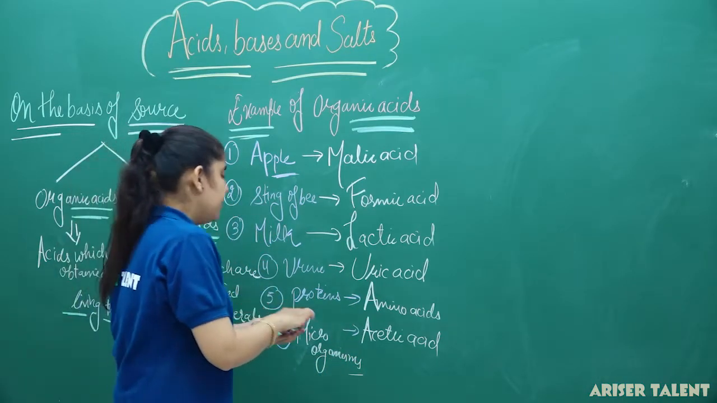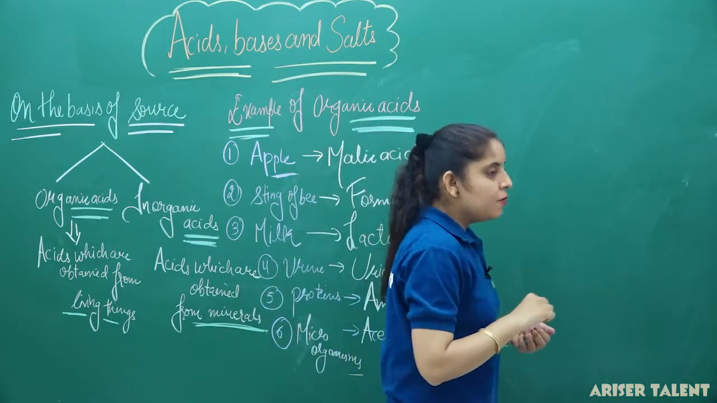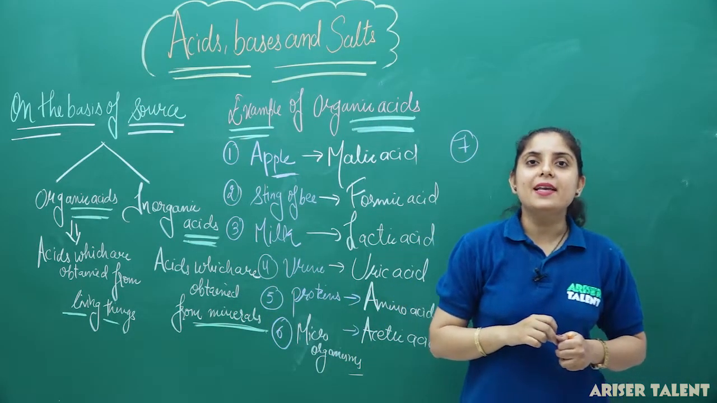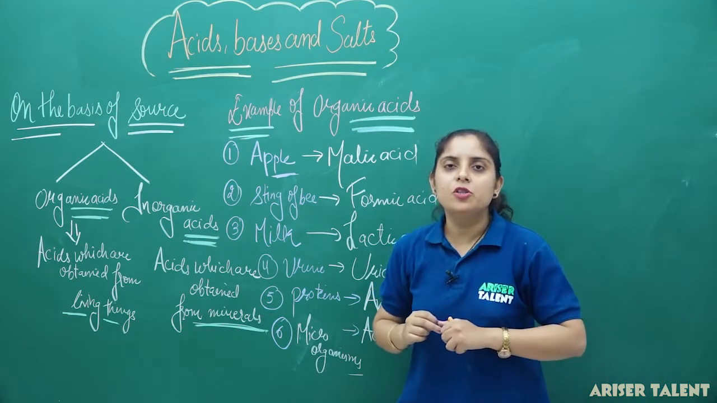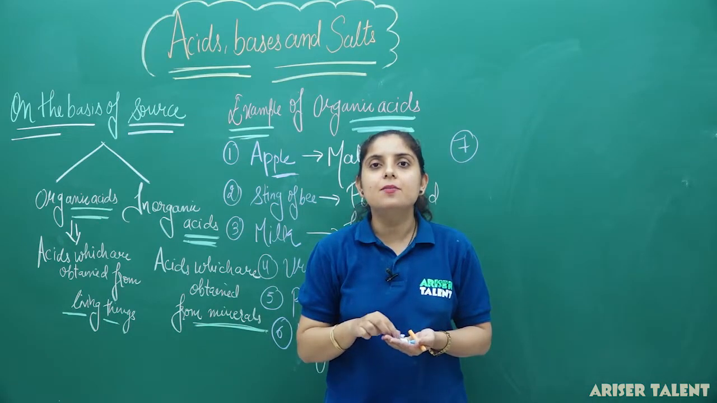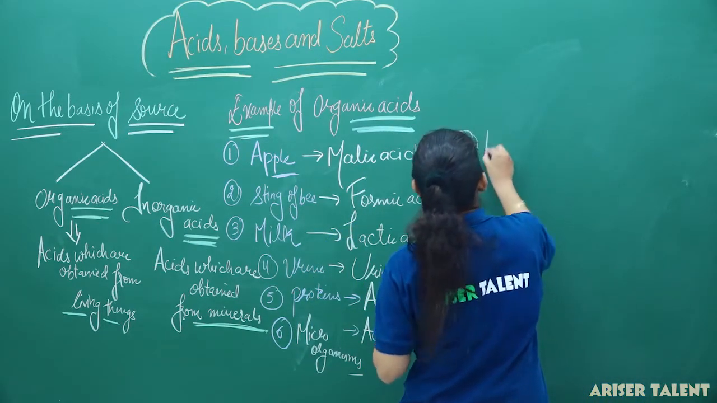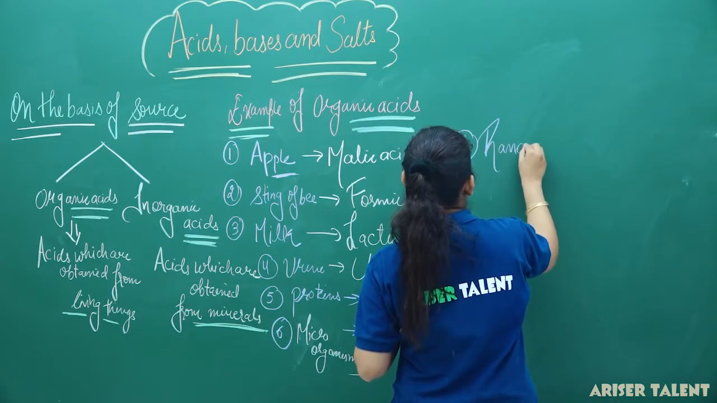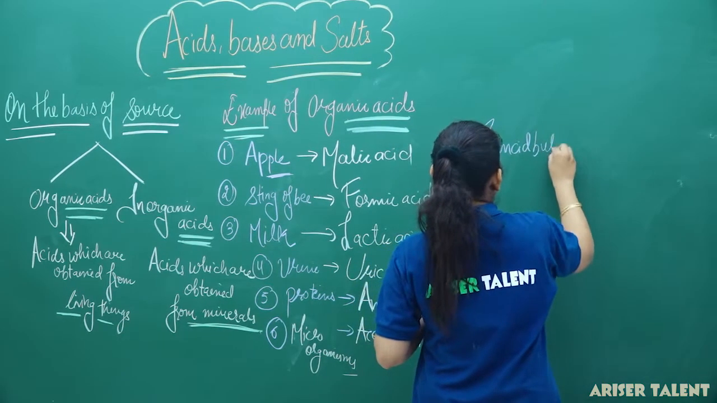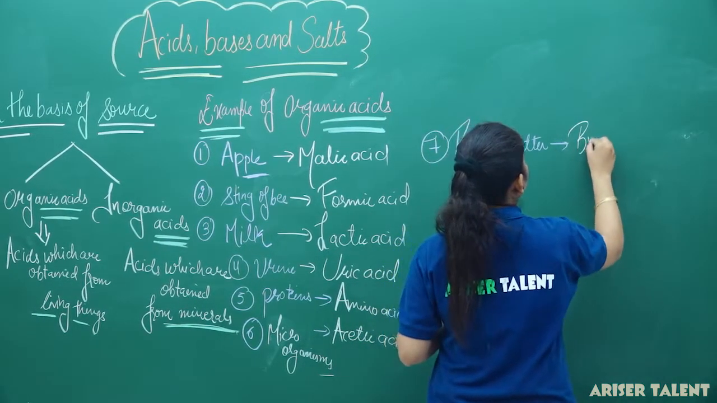Clear? The next category is number 7, which is about butyric acid. Now we have butter also. The acid which is present in rancid butter is known as butyric acid. Clear? So the next one is rancid butter. Rancid butter will have butyric acid.